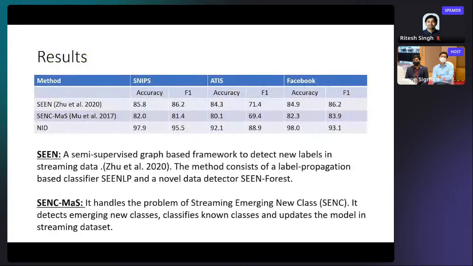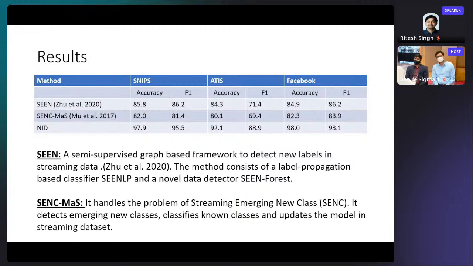We have shown overall accuracy and macro F1 for these 3 datasets. We have also shown 2 different competing baselines. One was SEEN and one was ACNC-MOS. SEEN is a semi-supervised graph-based framework to detect new labels in streaming data. The method consists of a label propagation-based classifier, SEEN-LP, and a novel class detector, SEEN Forest. ACNC-MOS handles the problem of streaming emerging new classes. It detects emerging new classes, classifies known classes, and updates the model in streaming data.